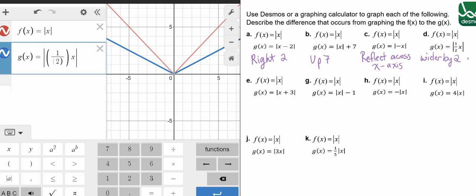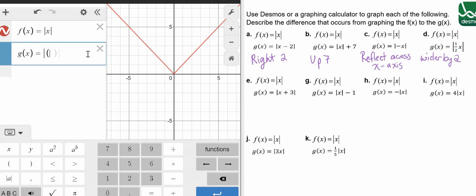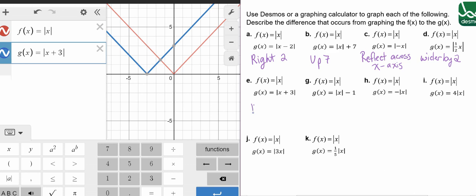Let's go ahead and take a look at E. Now E is very similar to letter A, and remember we said that that moved to the right too, right? In fact, let's go ahead and write that in there. So here we're going to have the absolute value of x plus, now which way do you think this might go? When we put our 3 in, we see that it moved to the left 3 places. Isn't that interesting that when we had a minus, it moved to the right, but when we had a plus, it moved to the left?